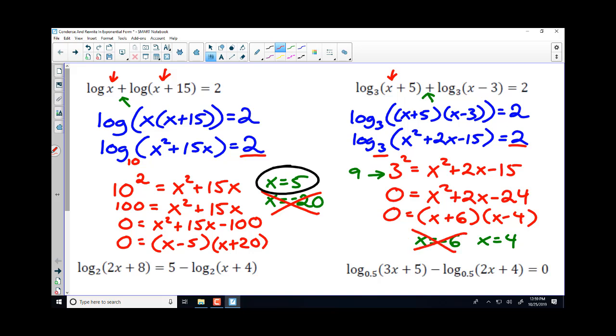4 is okay, because if you plug it in this first one right here, then you get 4 plus 5, which is 9, that's positive. And right here you get 4 minus 3, which is 1, which is positive. So 4 is okay, and it is the only answer to this problem. x equals 4. We had to reject the negative 6.